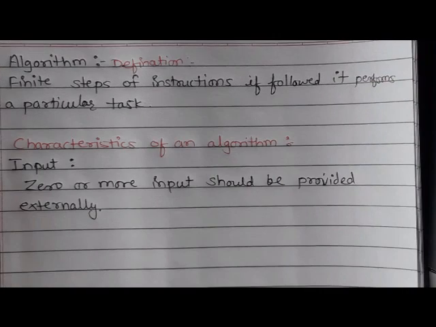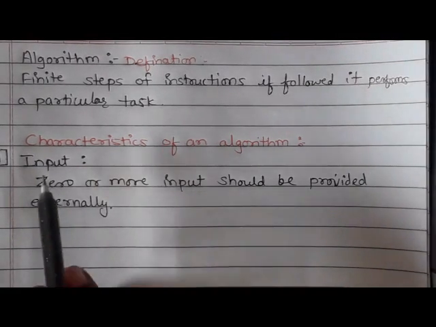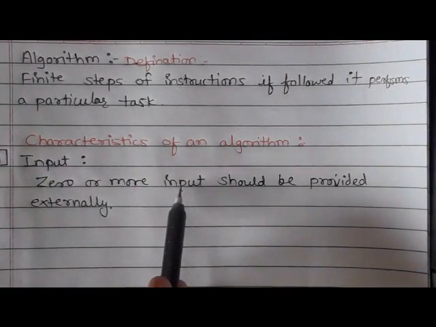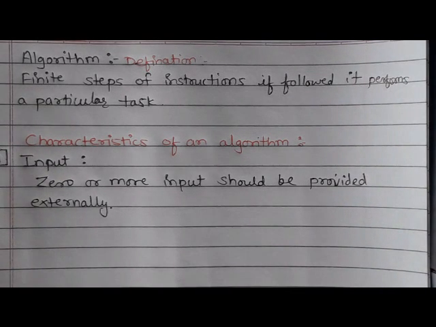Now here we will see some of the characteristics of an algorithm. Every algorithm should satisfy these characteristics. The first characteristic is input. It means zero or more inputs should be provided externally. The algorithm must accept zero or more inputs. So this is our first characteristic.